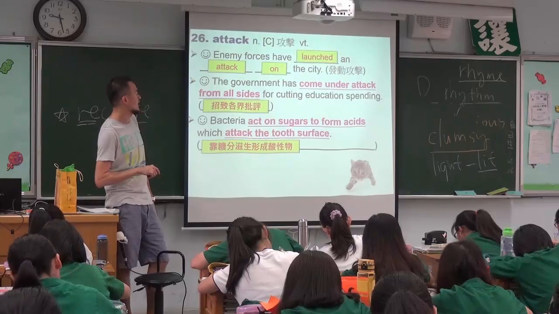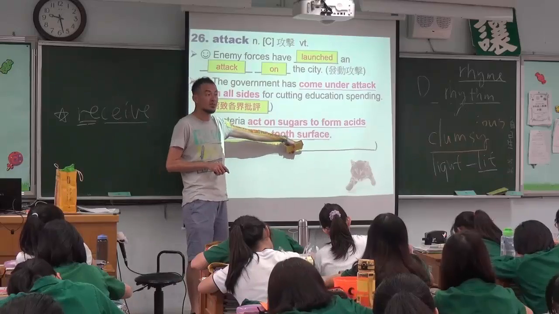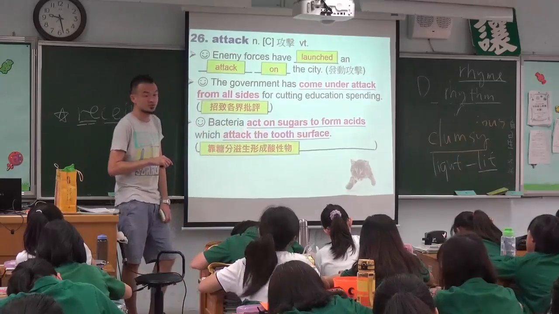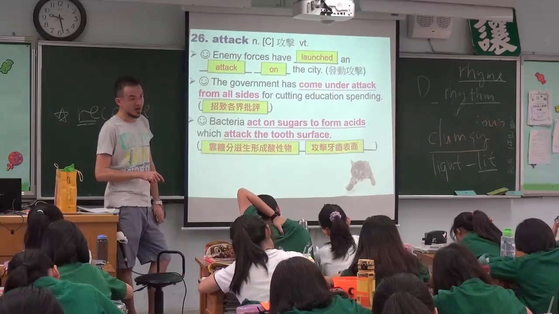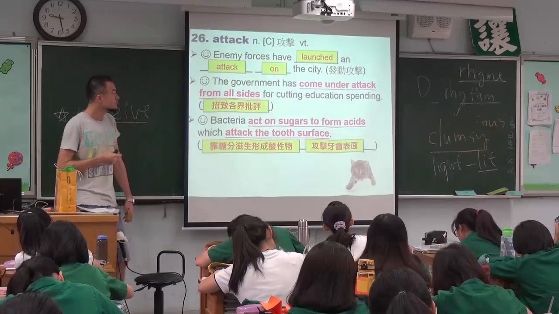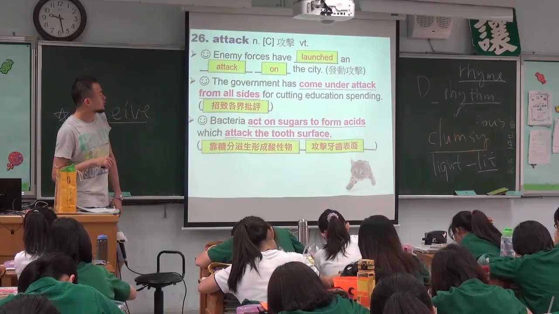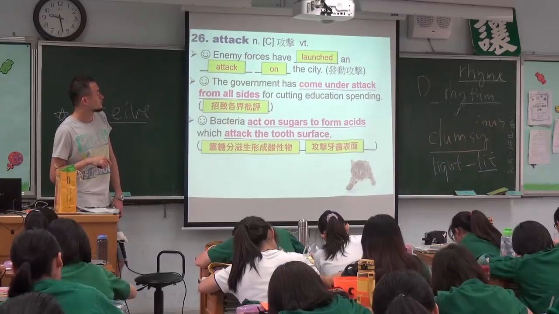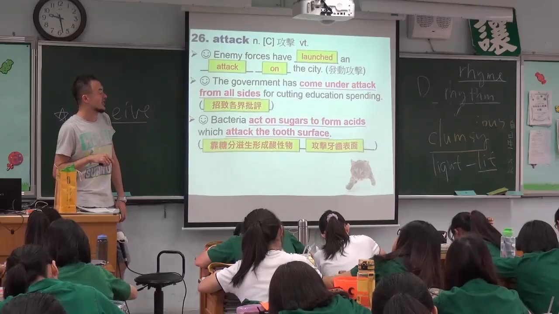But what about the second part? Attack the tooth surface. Surface means the outside part of something, so attack the tooth surface just means corrupt the tooth surface. Okay? Yeah. So before we move on, Julie read the example once again. Bacteria act on sugars to form acids, which attack the tooth surface.